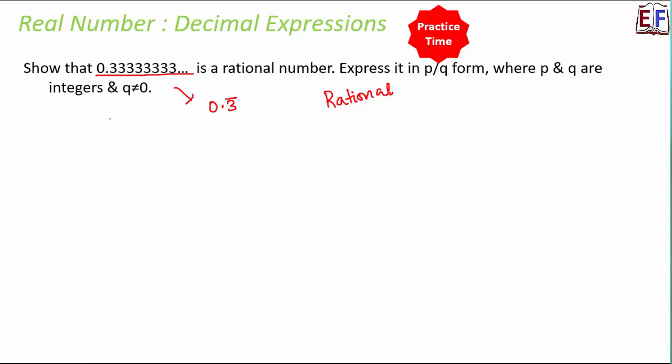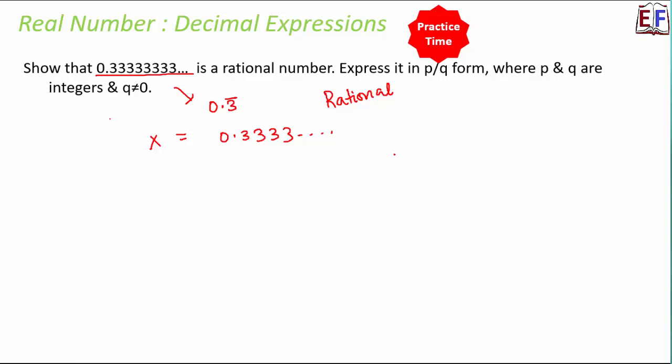So we quickly answered. Now we also need to write it in the form of p by q. So how will we write it in the form of p by q? For that we follow a very simple trick. First tell me how many digits are repeating in this case. Only one digit, that's 3. Since one digit is repeating, we will first say that x is equal to 0.3333 and so on. Now we will multiply this entire thing by 10. Why by 10? I'll tell you why.